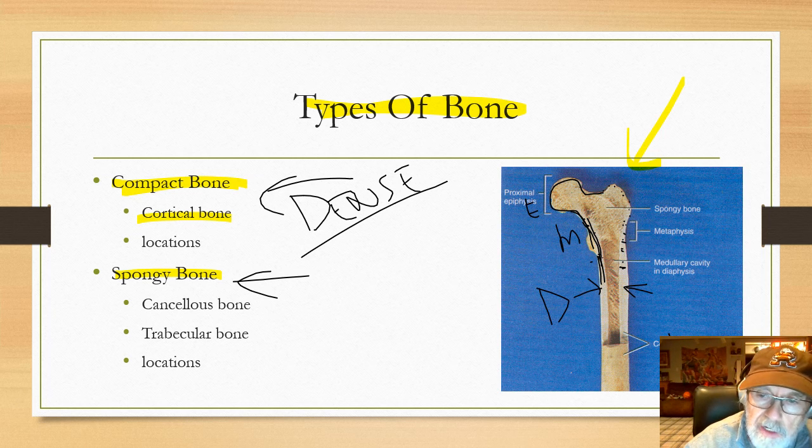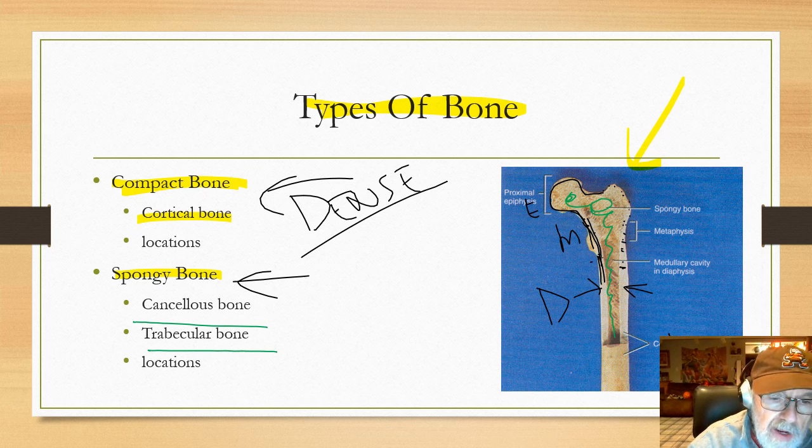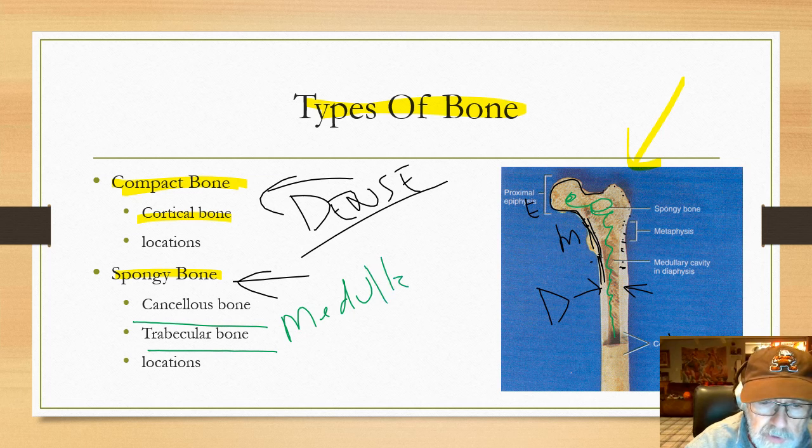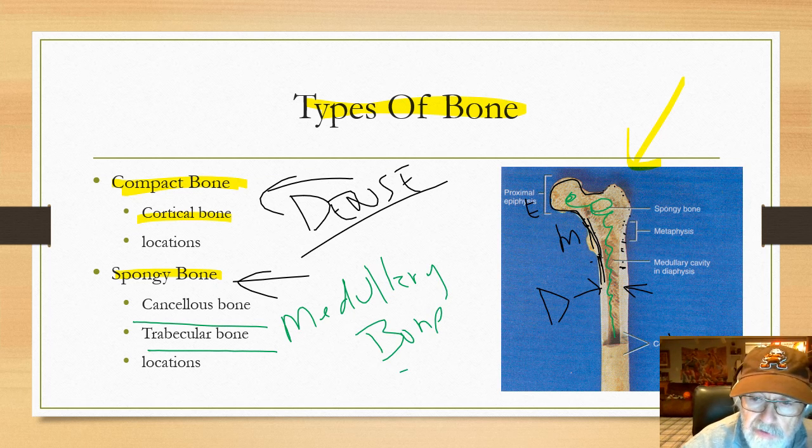When we look at this area in here, as well as down the medullary canal, that's all spongy bone. Spongy bone, like I mentioned before, is also called cancellous bone, trabecular bone, and sometimes medullary bone. If you see the word medullary, that's because it fills that medullary canal. Sometimes it's called endosteal bone as well, because it fills that endosteal canal in there.